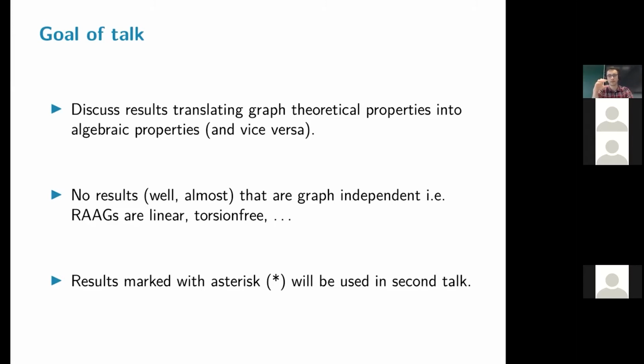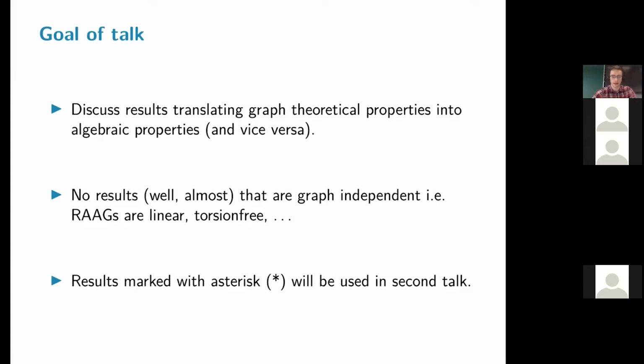What I won't be mentioning, or well, almost not be mentioning, are results that are graph independent. For instance, you can prove that all right-angled Artin groups are linear, that they are all torsion free, but these are properties that do not depend on the graph, in the sense that it's just a statement that for every graph, the group is torsion free. So there is no relation between the graph and the group that is truly dependent on the graph. And I say almost because there will be some that can fall into this category, but more on that later on.